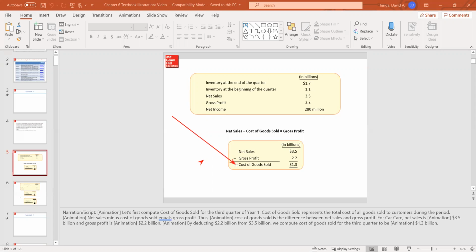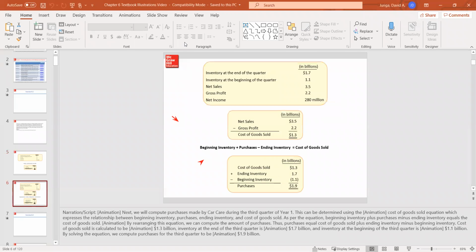All right, now that we know cost of goods sold, we can use that information to back into what they purchased. Let's take a look at the next slide. As you can see, here's our formula for the relationships between cost of goods sold and inventory. Since we know the beginning inventory and the ending inventory, and now that we know cost of goods sold, we can plug it into this equation and then back into purchases.